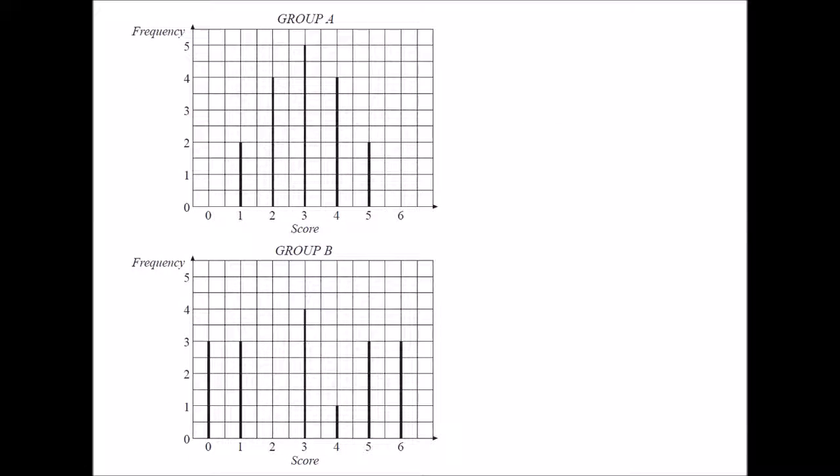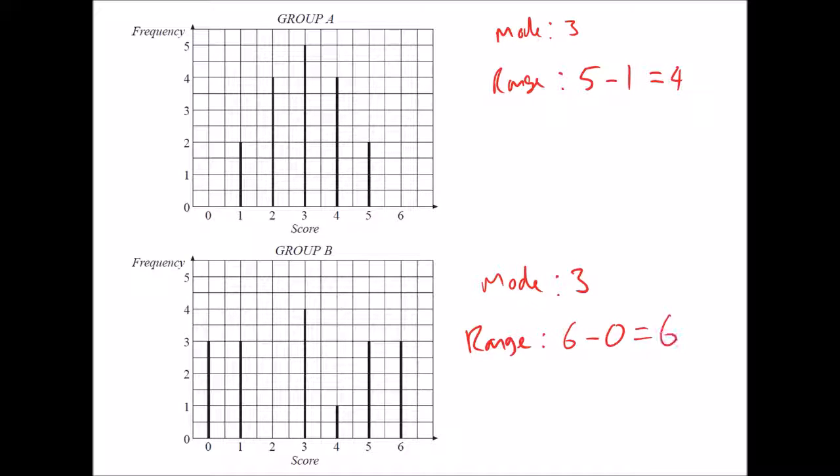Here are our two line graphs, or vertical line graphs I should say. So for this one, the most common score, the mode, was 3, and the range, which is the biggest take away smallest, is going to be 5 take away 1, which is 4. In group B, the mode is the same actually. That's going to be a 3 again. There were more of those than anything else. The range though is going to be different. We've got 6 take away 0, which is 6. Okay, so we've calculated the mode and range.